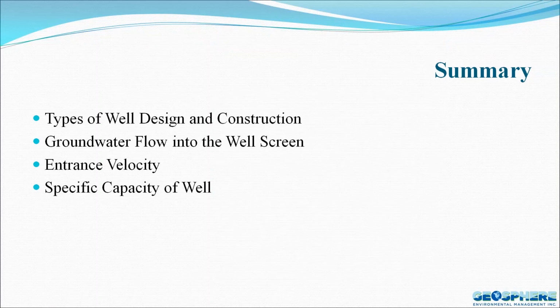So in summary, we've looked at the types of well design and construction. Ted spoke a little bit about this. I went over this pretty quickly. Groundwater flow into the well screen is really critical, really important, and why you need to have people who know what they're doing in order to do these calculations. Also, the entrance velocity is important. We don't want it to be too fast or too slow because we want to minimize all the disturbances and maximize the efficiency of the well. And finally, the specific capacity of the well is why we're doing a lot of this, because that's our measure for what's happening to that well and how we can keep it the best way that we want it.